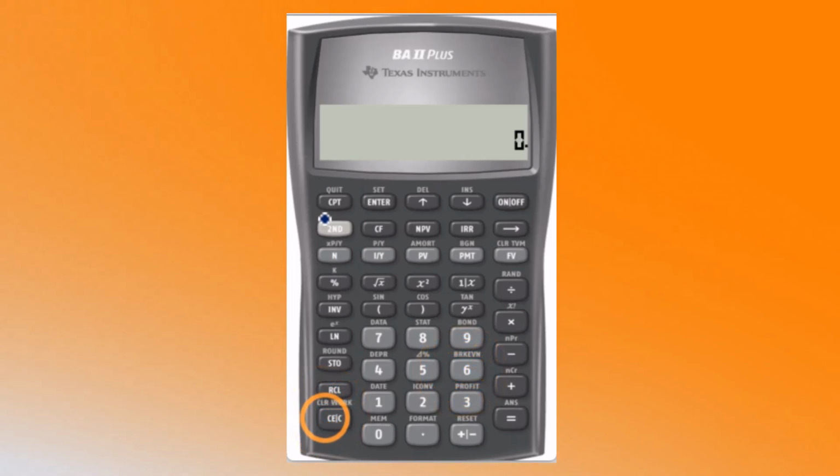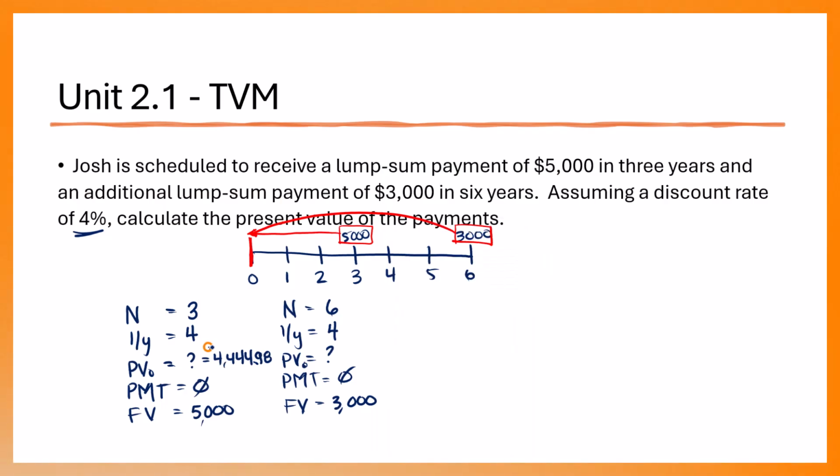I forgot to clear my time value of money. Don't forget that. 6 for N, 4 for I/Y, 0 for payment, 3,000 for my future value. We're computing the present value. These are negatives because, again, our cash flows have to have a story, but the present value of the $3,000 today is $2,370.94.